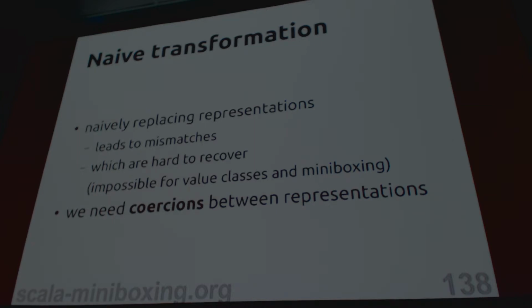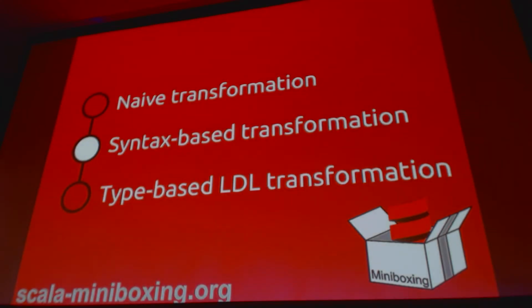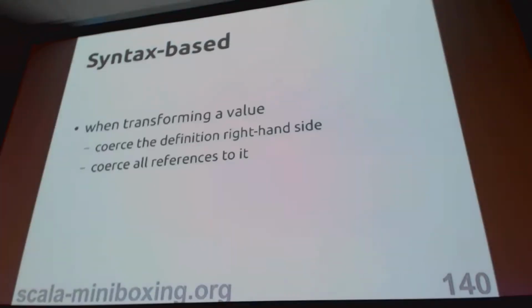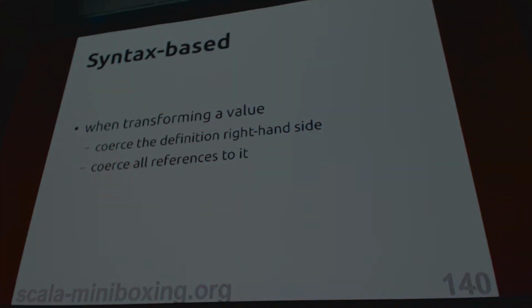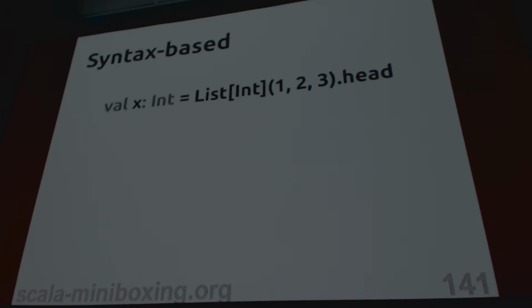So we need coercions. Whether we like it or not, we need coercions. And one way to introduce coercions is the syntax-based transformation. A syntax-based transformation has a very simple way to apply: whenever we transform a value, we also coerce its definition. So if we unbox a value, we also unbox its right-hand side. And every place where this integer is used, we need to replace it by box of that integer. So let's see this in practice.